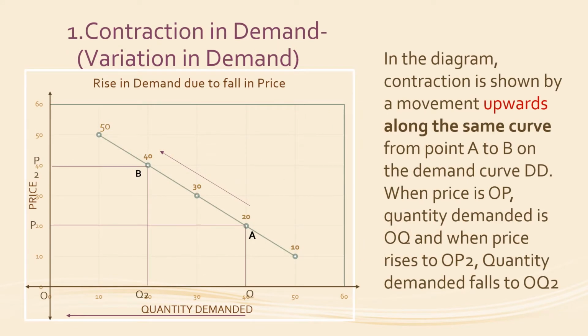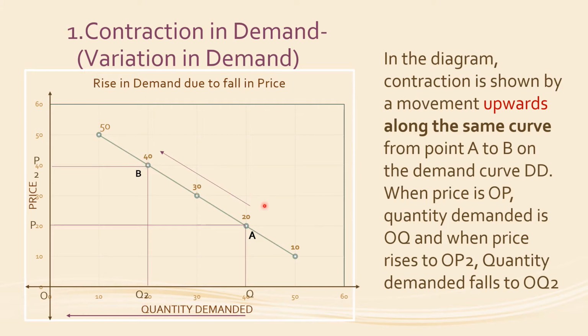Now let us study the second case of variation in demand, and that is contraction in demand. In the diagram, contraction is shown by a movement upwards along the same demand curve from point A to a point B on the demand curve DD. When price is OP, the quantity demanded is OQ. And when price rises to OP2, quantity demanded falls to OQ2.